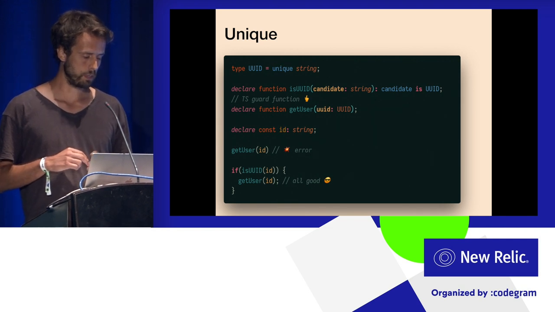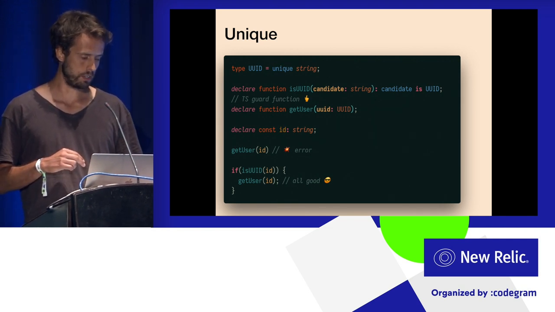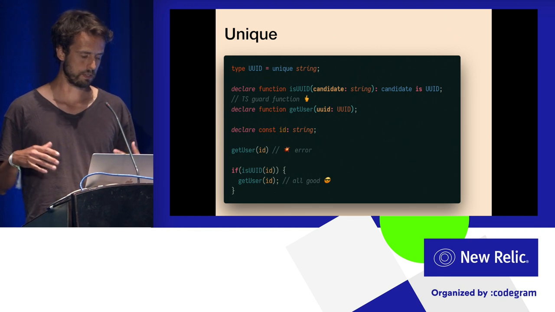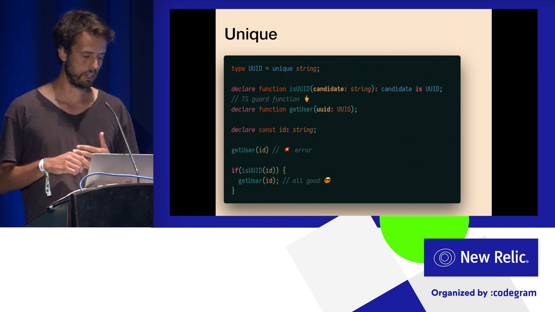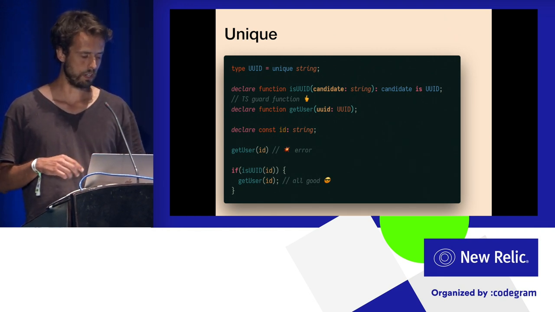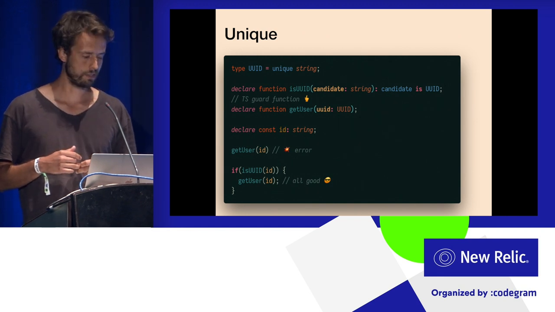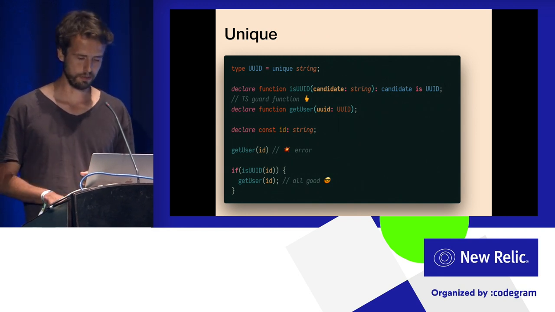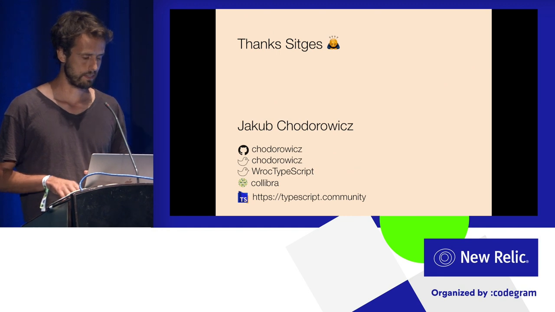And you can see that when we use the get user function, which expects a UUID, with a standard string, it will error. But if we use the guard in the if block, then the compiler will say it's okay. Thanks. That is all.